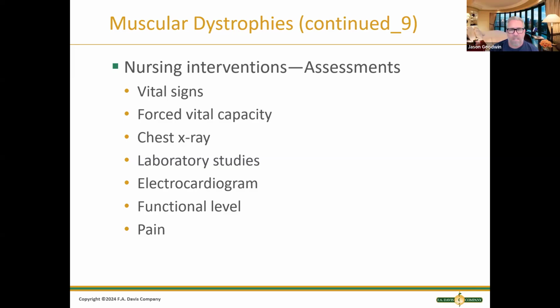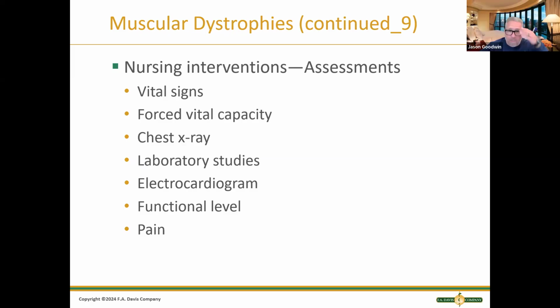So a changing chest x-ray indicates potential for some sort of compromise from a respiratory standpoint, or changes in skeletal structure. Then we talked about labs earlier. You're going to have CK and liver enzymes elevated potentially, lactic acid, aldolase. All those indicate muscle breakdown.